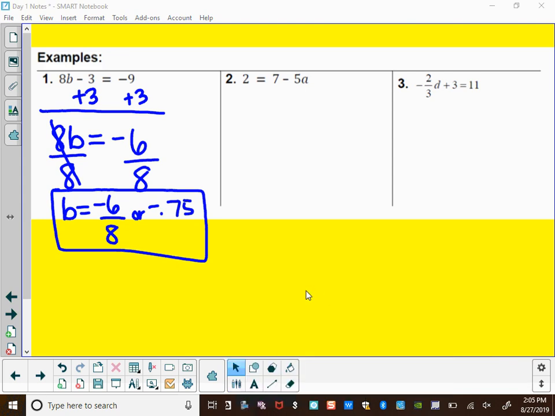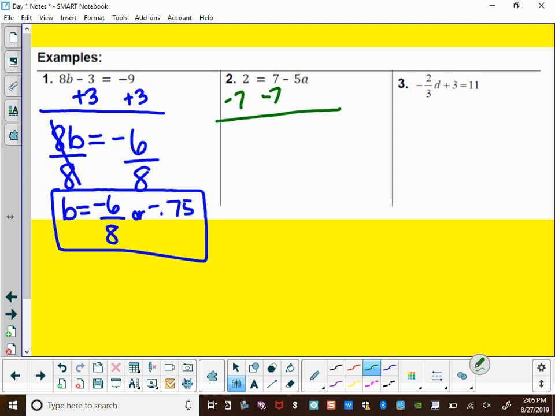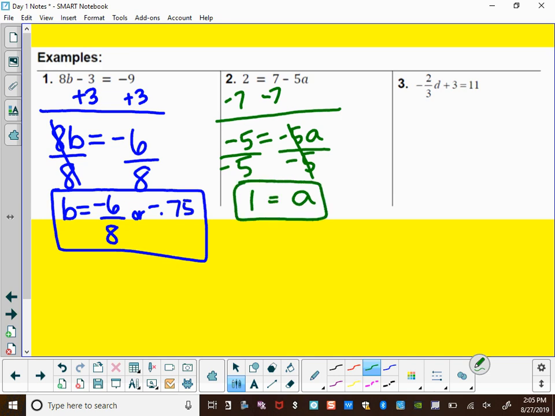Alright, so let's do number 2. Who did this one? Who feels good about doing this one? Alyssa? You can just tell me how to do it. Subtract 7. Okay, subtract 7 from each side. Negative 5 is equal to negative 5, huh? Divide by negative 5. Equals 1. You guys get it? Good. Alright, good.